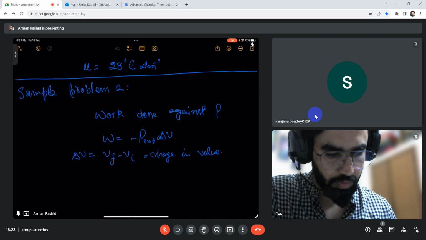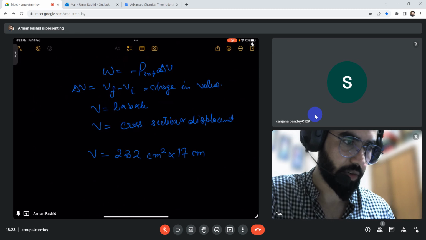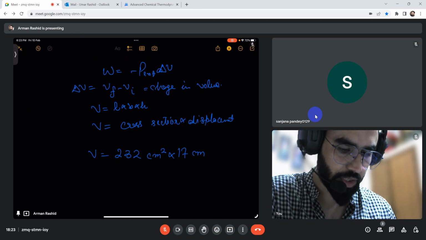Now we have to determine how much the volume change is. Since volume is equivalent to length, breadth into height, volume is equivalent to cross section multiplied by the displacement. From the problem, it is given that the cross section is 232 centimeter square and the displacement is 17 centimeter.